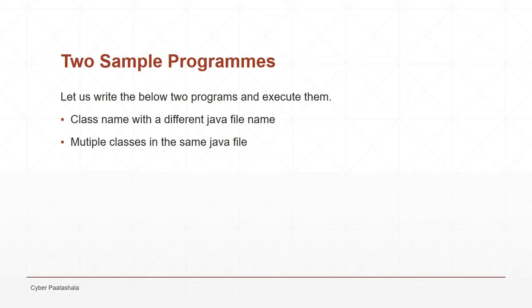So let us write two sample programs here. The first one is a class name with a different Java file name. We already discussed this in our earlier sessions. We need not have the same name for both the class and the Java file. And the next one is multiple classes in the same Java file. So let us start with the first program, class name with a different Java file name.